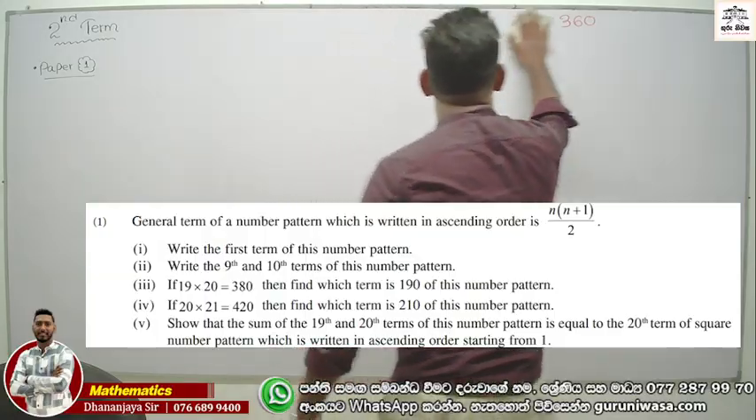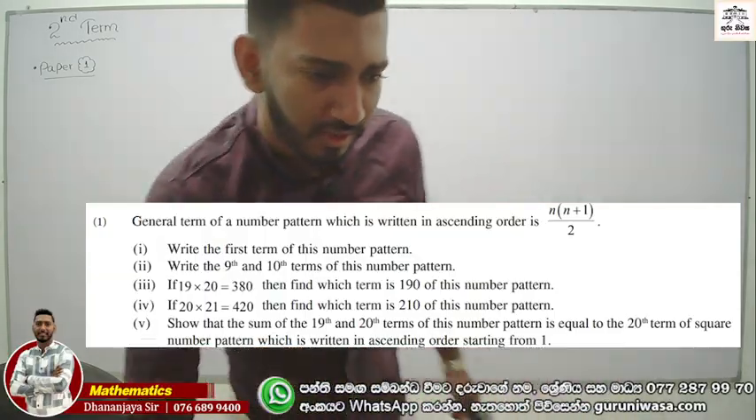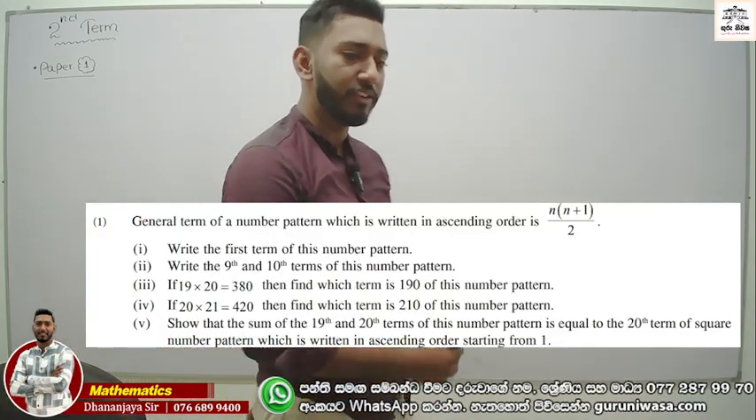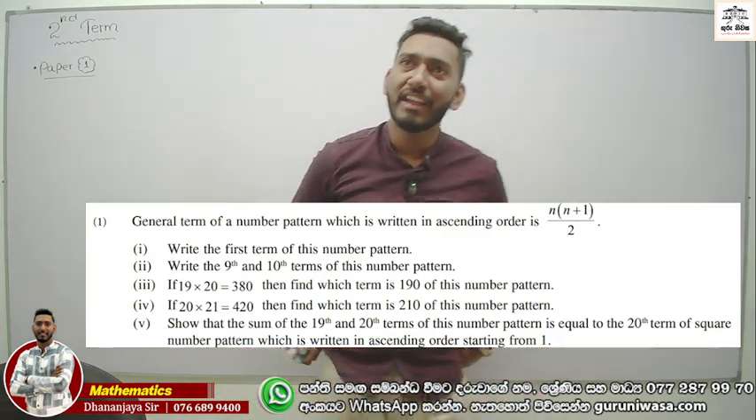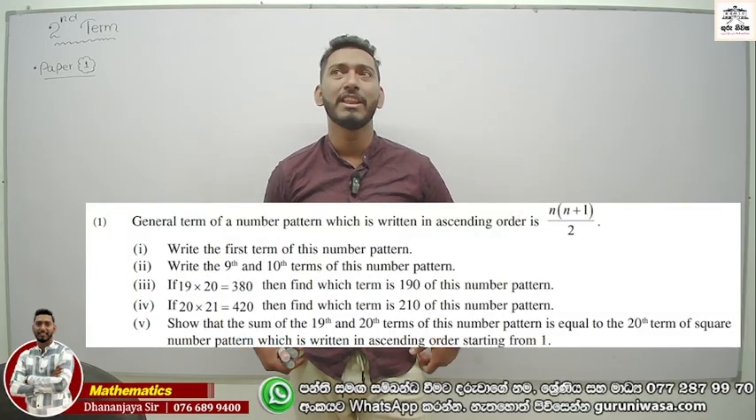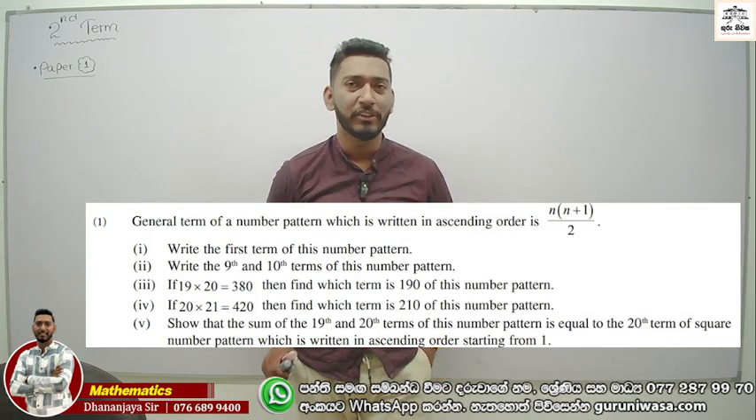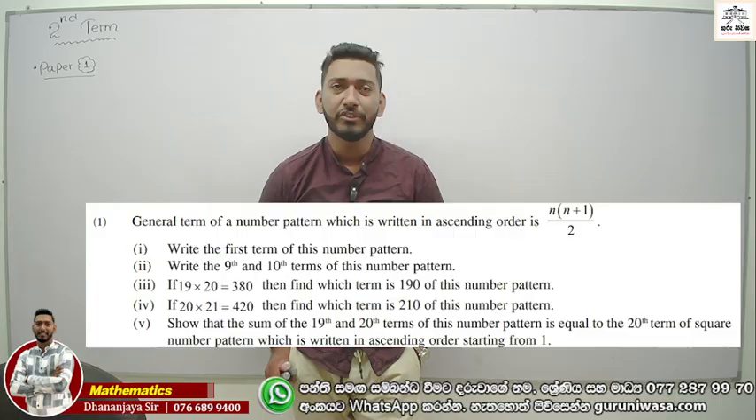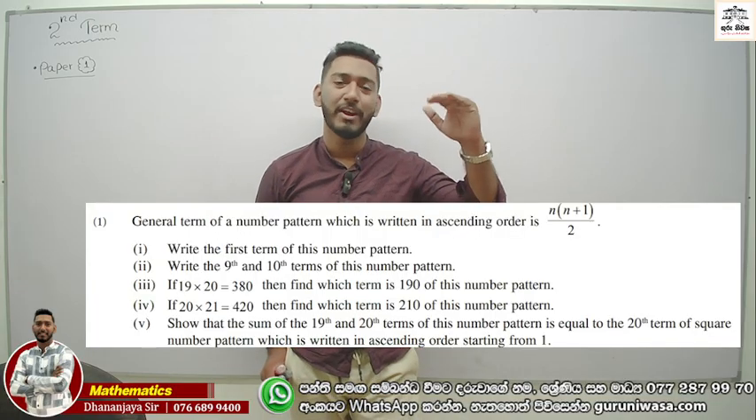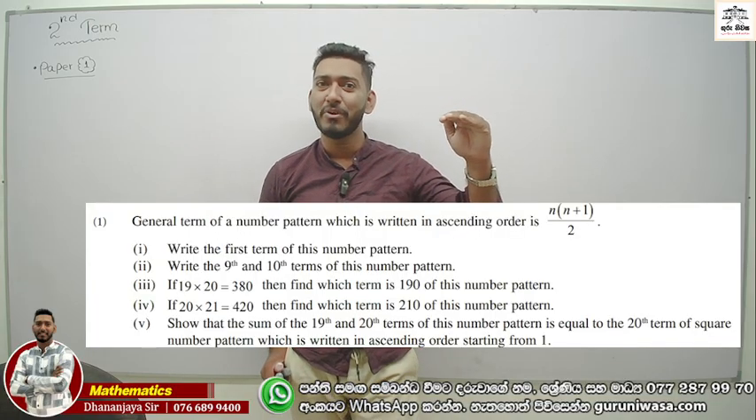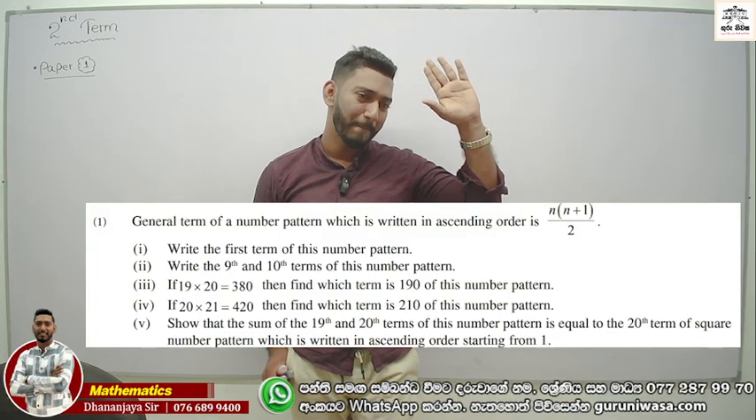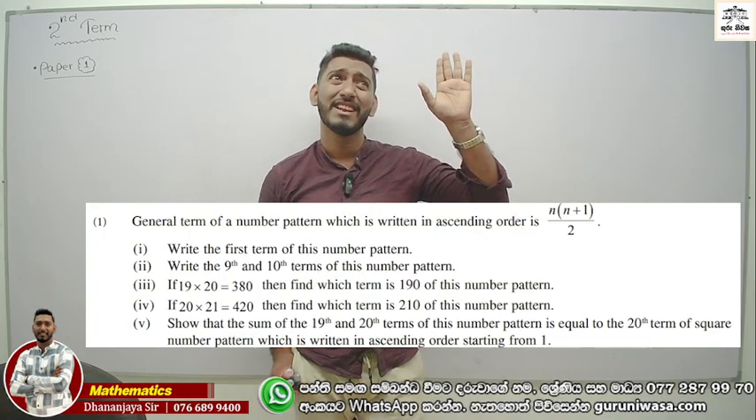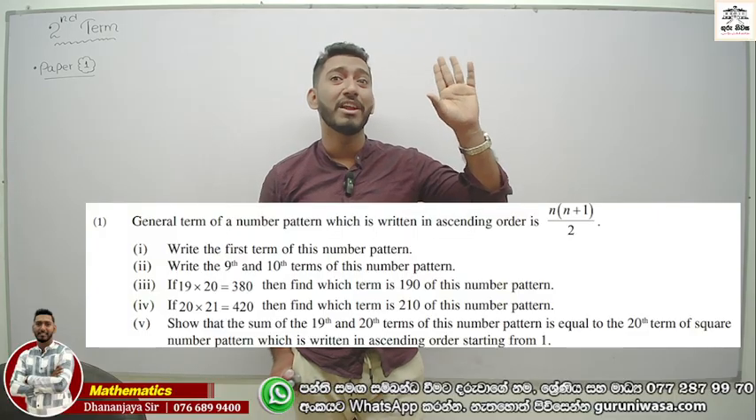Part 2. Right? Now look at this. The general term of a number pattern written in ascending order is n times n plus 1 divided by 2. You may remember I gave a note. These specific general terms for specific number patterns are called sequences. n times n plus 1 divided by 2. And what is the name of this? Anyone? Triangular number pattern. Yes, triangular number pattern, right?